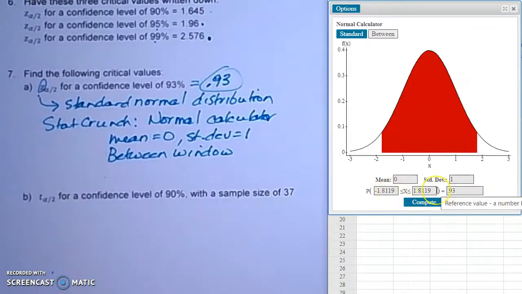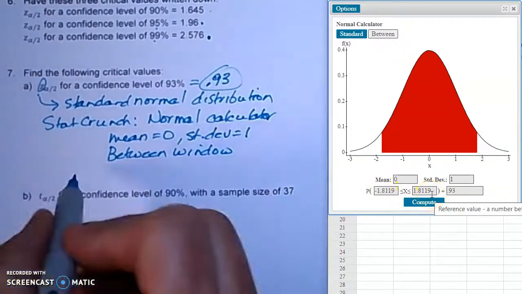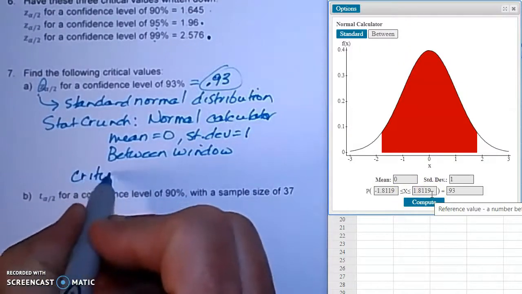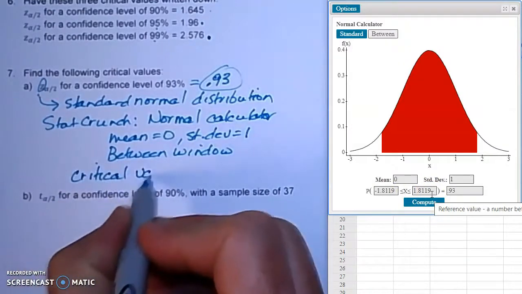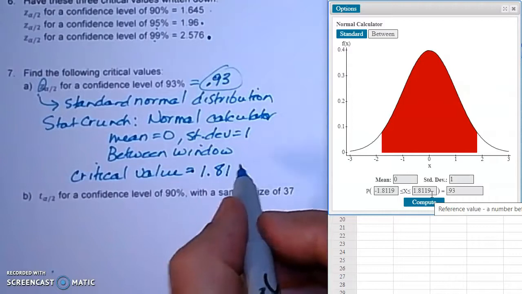And it's going to give me 2 different values. The one I want is the positive value. I should just have the negative and the positive of the same number. So my critical value is actually just the positive one of those 2. And how much you round these depends on the question.